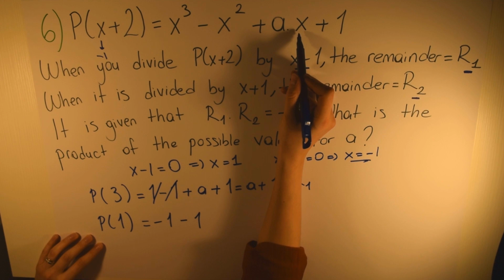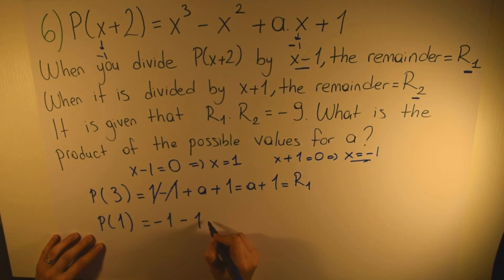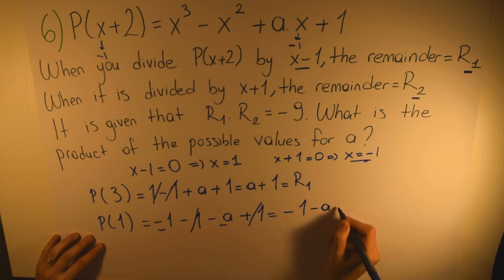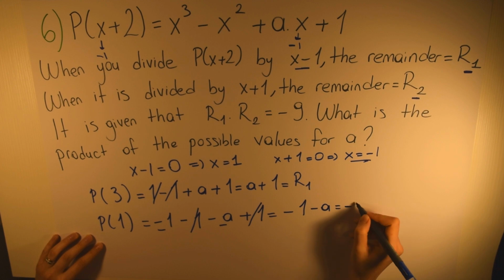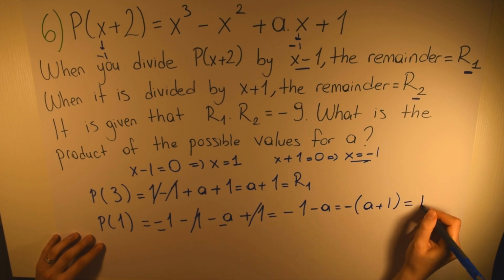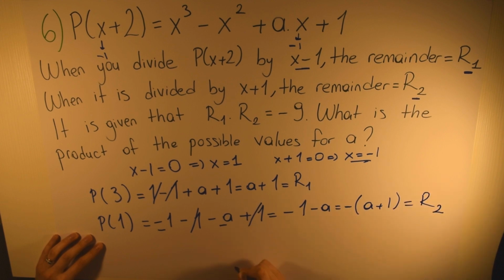So here we have ax, so when I put minus 1 here, it will make it minus a plus 1, okay? So from here I will get minus 1, this will cancel out, minus 1 and minus a. Also I can write this as minus parenthesis a plus 1, okay? So this is equal to r2.